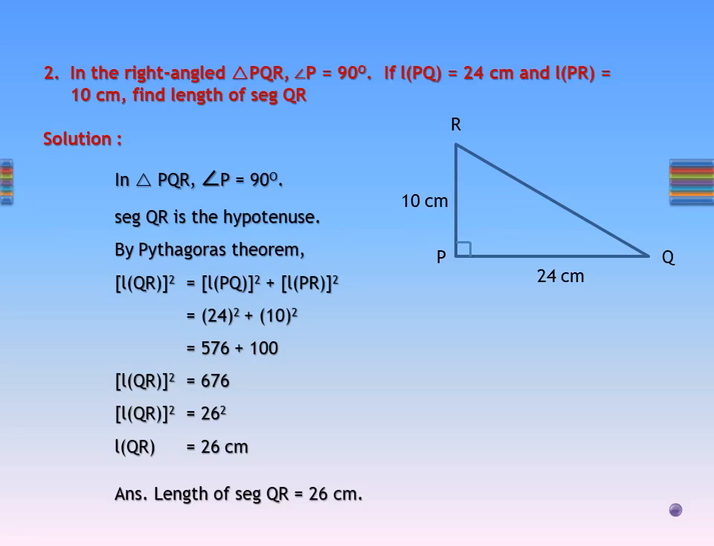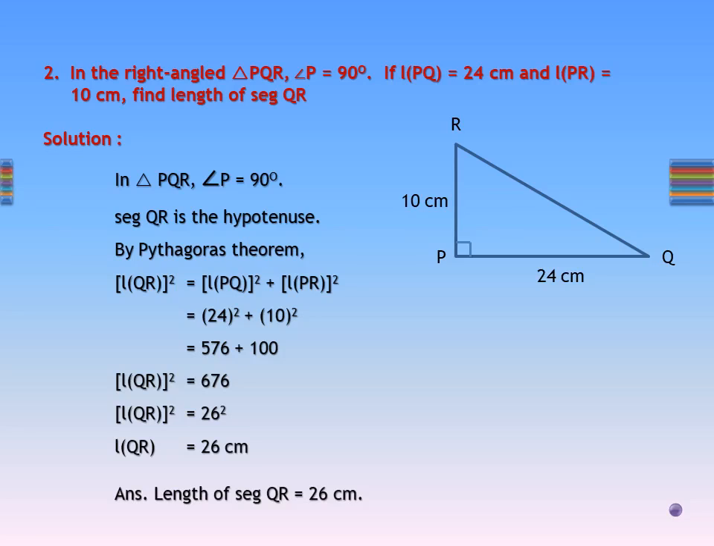Now, what is given in the sum? In triangle PQR, angle P is 90 degree, segment QR is the hypotenuse. So by Pythagoras theorem, length QR square equals to length PQ square plus length PR square. Now let us substitute the value. PQ is 24, so we can write PQ square as 24 square and PR is 10, which is equals to 10 square. So length QR square is equal to 24 square plus 10 square.